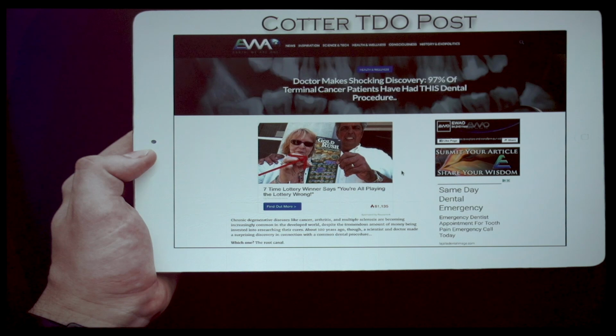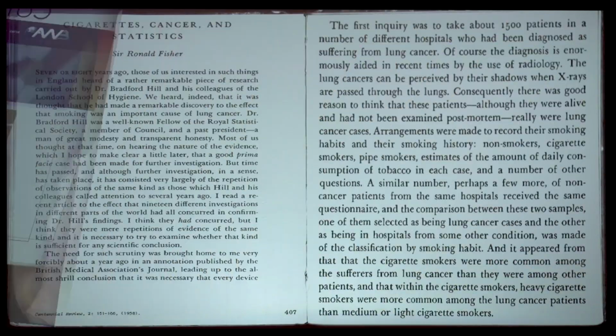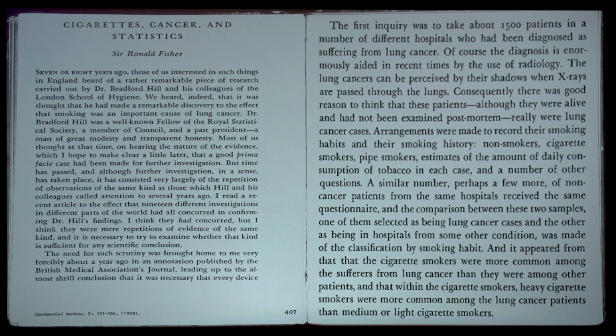Okay. And then Cotter just posted this on TDO. Shocking discovery. 90% of terminal cancer patients have had this procedure. How do we think about these things? What's the proper responses to these things to be? And as Sandra pointed out 2 years ago, you need to pay attention to these people. Because while they may be quacks, they may not be. Okay? There may be some merit to some of the things that they say.